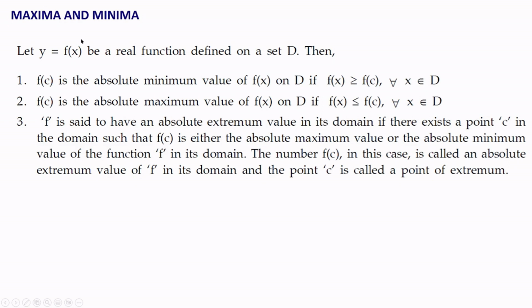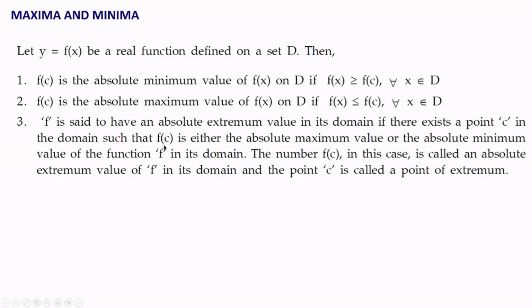Next, moving on to maxima and minima. Let y equal to f of x be a real function defined on a set D. Then we say f of c is the absolute minimum value of f of x on D if f of x is greater than or equal to f of c. That is, all values when substituted for x in f of x should be more than or equal to f of c. In that case, we say f of c is the absolute minimum value of f of x. Similarly, f of c is the absolute maximum value of f of x on D if f of x is less than or equal to f of c for all x belongs to D.